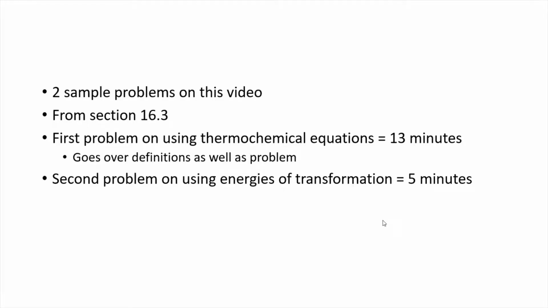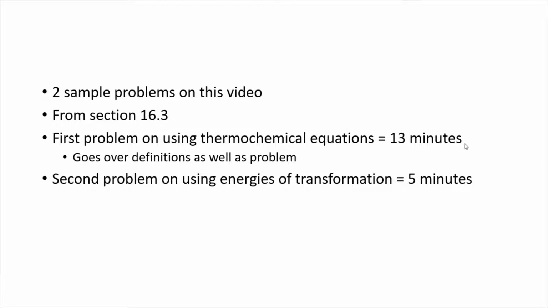Sample problems from section 16.3. Just to let you know ahead of time, there are 2 sample problems on this video. I put them together because the second one's kind of short, so why make a whole separate video? It was less than 5 minutes. So these are from section 16.3.